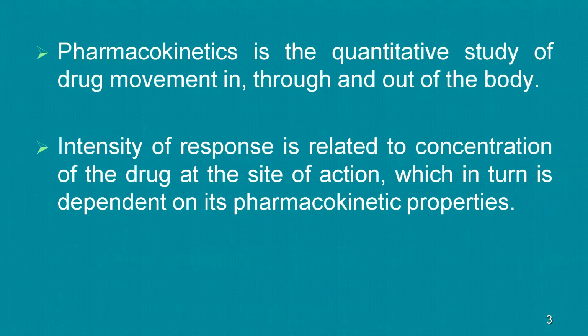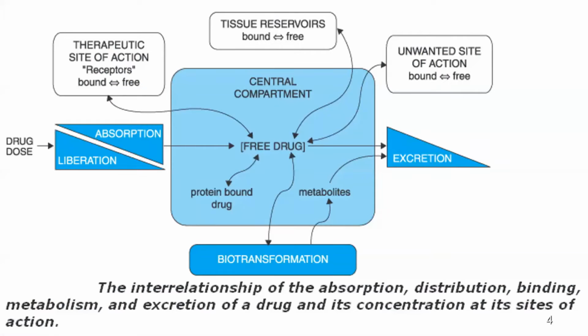So any drug which needs to act on any system of the body, a sufficient concentration or minimal effective concentration should be there at the site of action. That depends upon the pharmacokinetic parameters: how much quantity is absorbed, how much is in the blood, what quantity is excreted in feces, how much is metabolized, then the pKa and pH of the drug, and many more things. They decide the quantity of the drug present at the site of action. So this is the interrelationship of the absorption, distribution, binding, metabolism, and excretion of the drug, and its concentration at the site of action.